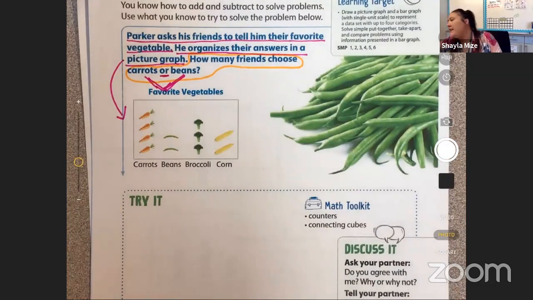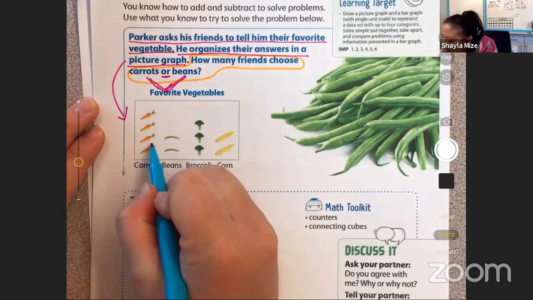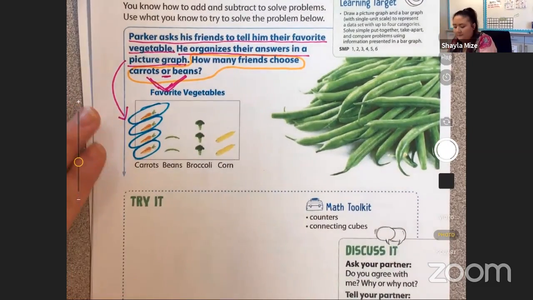Pencil down, even if you're not finished. I know that was a quick amount of time, but let's talk about this. Let's more so have a discussion right now than showing our work. So how many friends chose carrots? Type in the chat. How many friends chose carrots? All right, awesome. I'm seeing lots of 4. So we know that there's 1, 2, 3, 4 carrots.